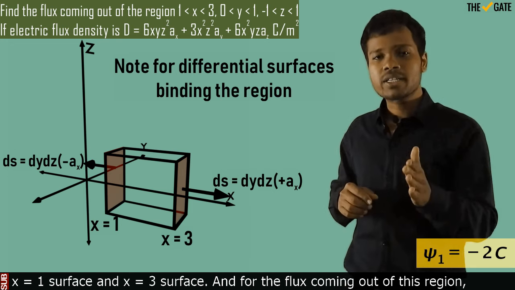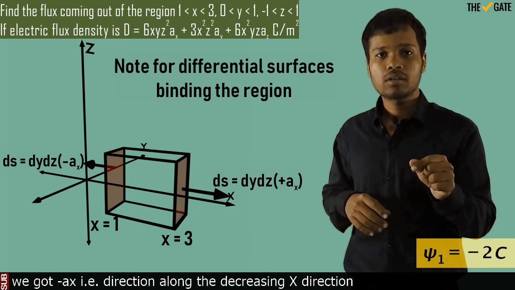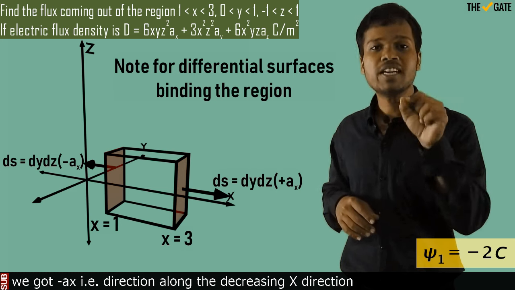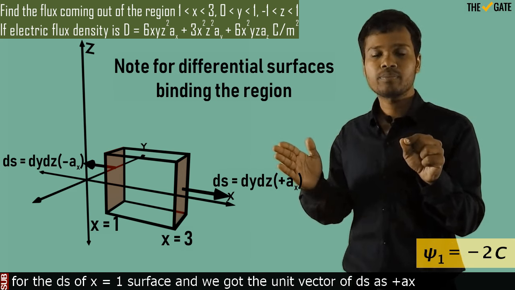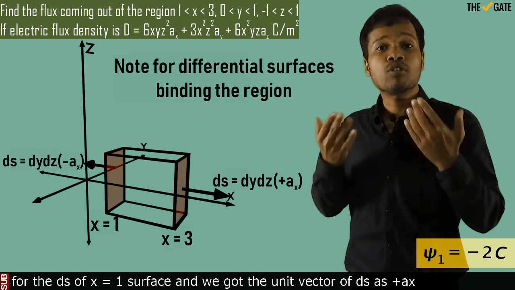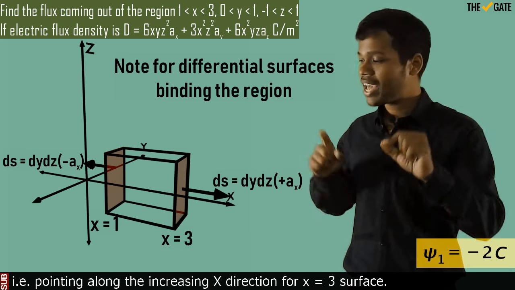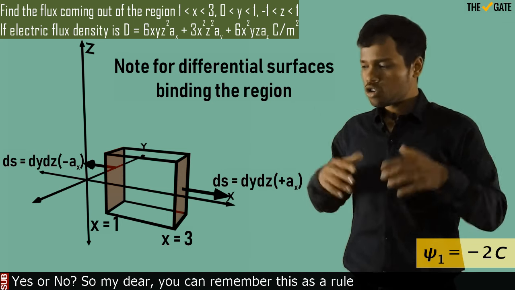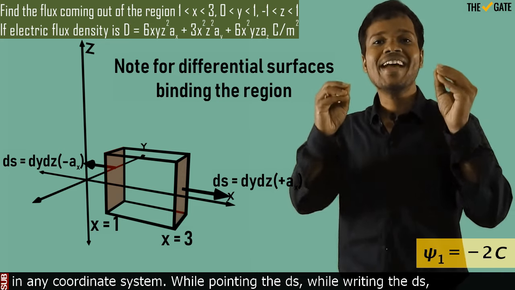And for the flux coming out of this region, we got negative ax, that means direction along the decreasing x direction, for the ds of x equal to 1 surface, and we got the unit vector of ds as positive ax, that means pointing along the increasing x direction, for x equal to 3 surface. Yes or no? So my dear, you can remember this as a rule in any coordinate system.